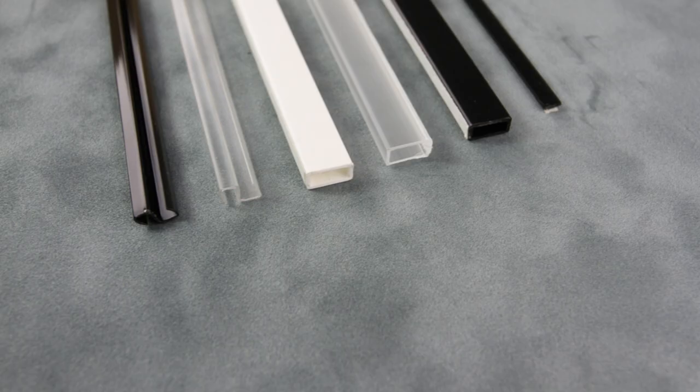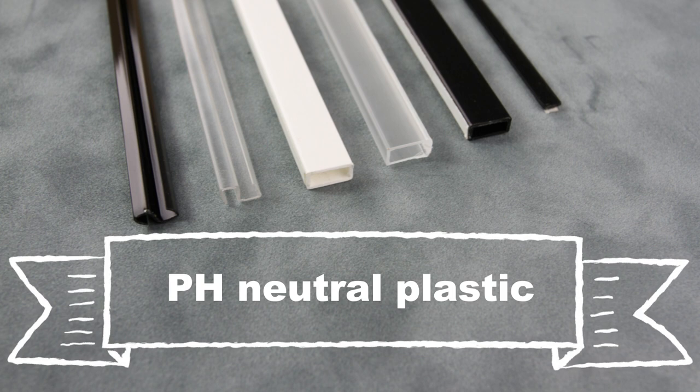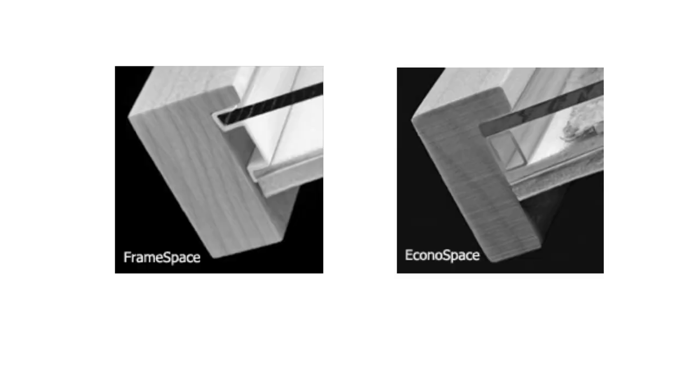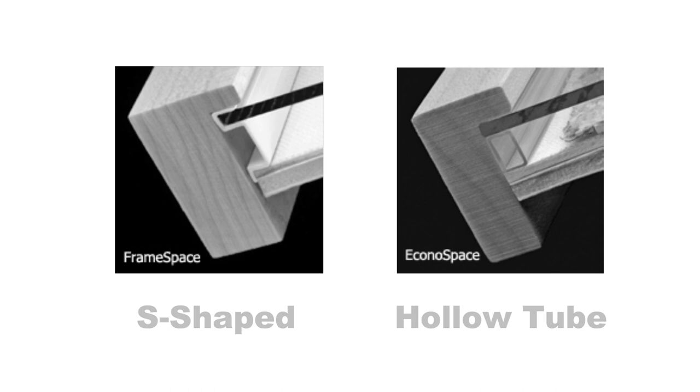Picture frame spacers are specially designed to fit into the lip along the vertical edge of the frame. These spacers are made from pH-neutral plastic that will not cause discoloration or damage the artwork over time. There are two styles of spacers, S-shaped and hollow tube.